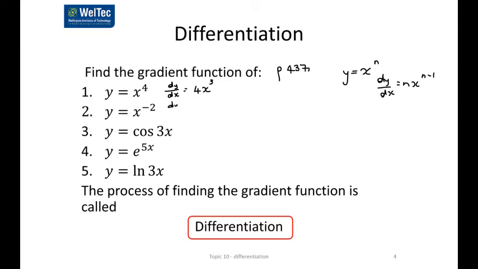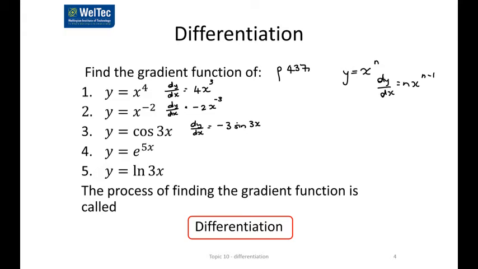Similarly here, it would be negative 2x. Now you're going to take away 1 from negative 2, so it would be negative 3. To find the derivative of cos 3x, we're going to look at the second to bottom one. So the derivative of cos 3x will be negative 3 sine 3x.